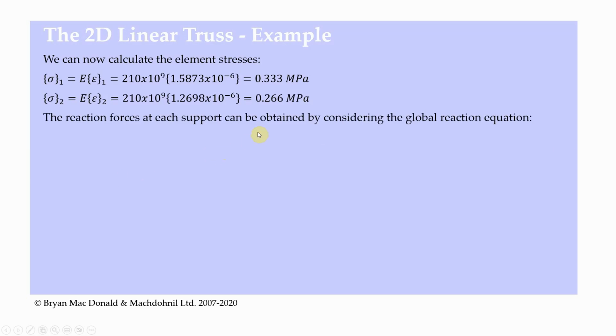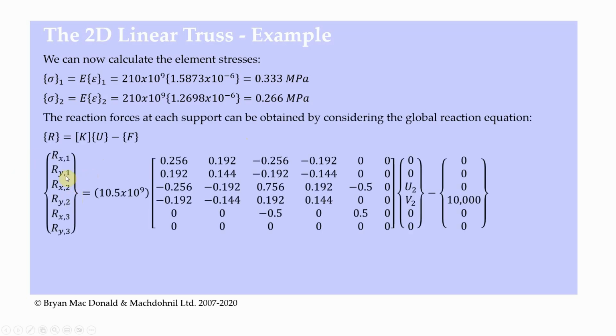So let's consider the global reaction equation. Here we have R is equal to K times U minus F. If we expand out that equation, R is going to be the reaction force of node 1 in the x direction, node 1 in y, node 2 in x and y, and node 3 in x and y. K, we already know what that is. We worked that out. U, we already know because it's the displacement of nodes 2 and 3. We just worked that out as well. And we also know the force vector, so again we can work on that.